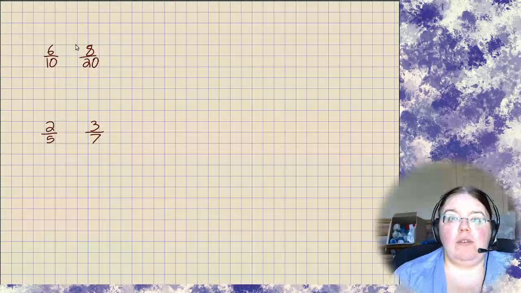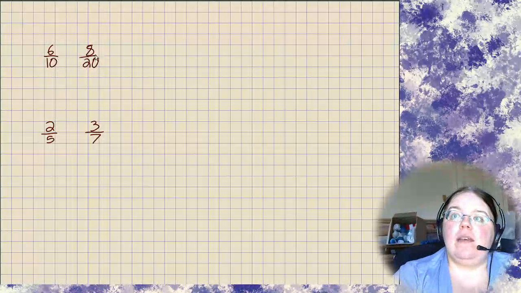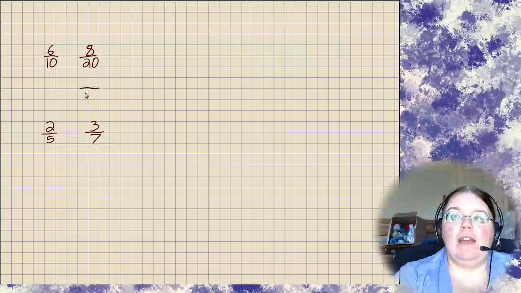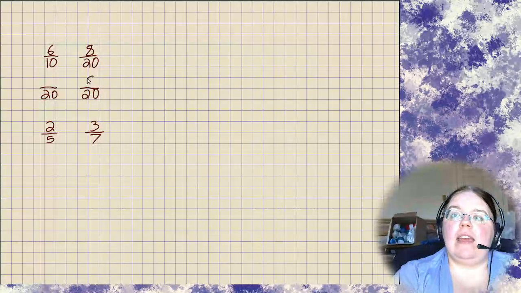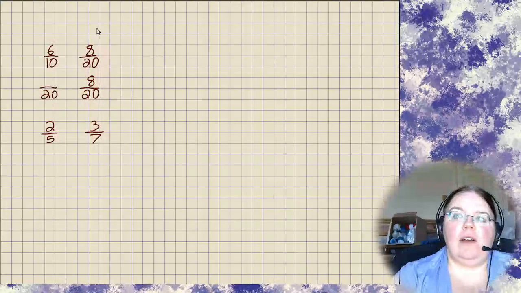Now, one way we can do this is by using a common denominator. I notice that 20 is a multiple of 10, so I'm going to use 20 as my common denominator. So I see that the 8 doesn't need to change at all. So 6 out of 10 is the same as some amount out of 20. How do we find out what amount?